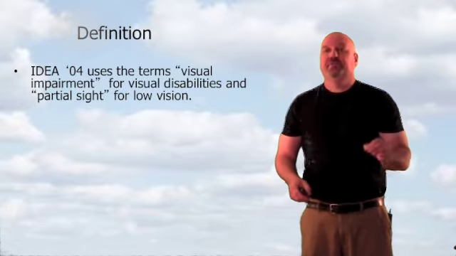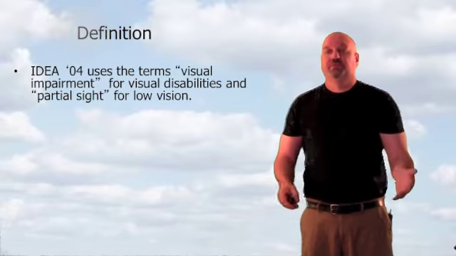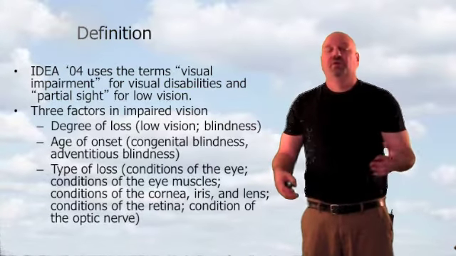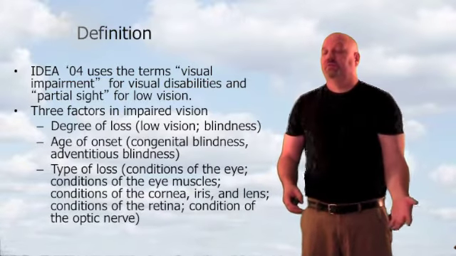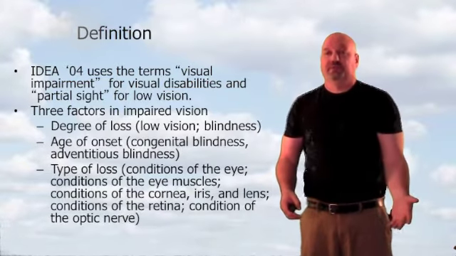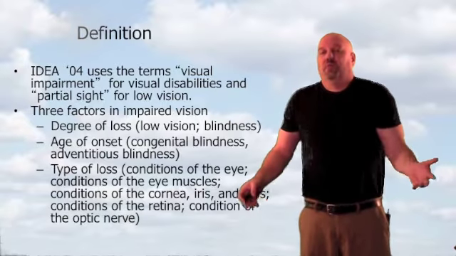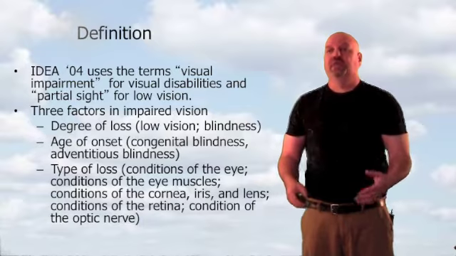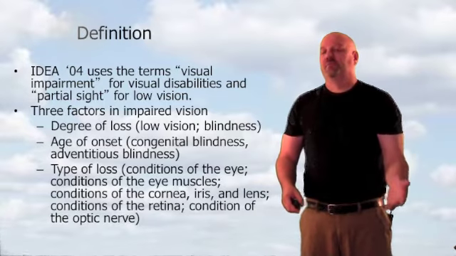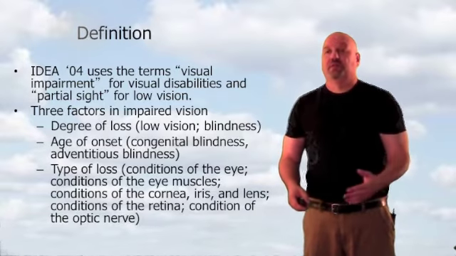And they look at 3 factors related to this vision impairment. First of all, what is the actual degree of vision loss? Is it low vision, or is it categorized as blindness? Also, what age did the student lose their sight or begin to have vision issues, the age of onset? Did this happen from birth, or did this happen later on in life?